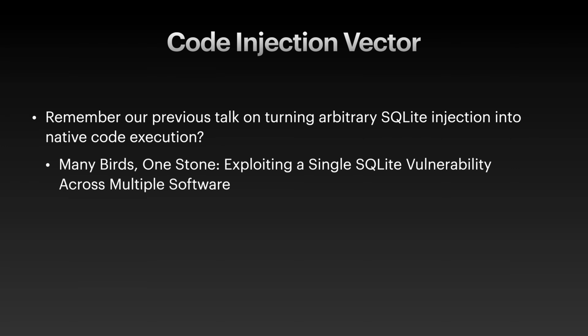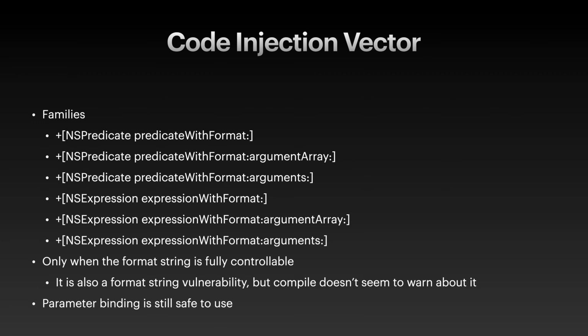Remember our previous talk on turning SQLite injection to native code execution? The talk made many birds one stone, exploiting a single SQLite vulnerability across multiple software. An NSExpression injection kind of looks like this. The format string is supposed to be a query string, but actually it has the ability to execute arbitrary native code.